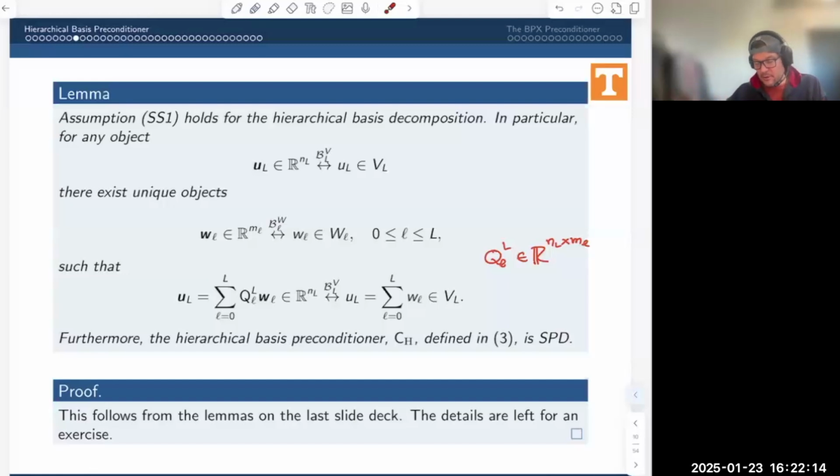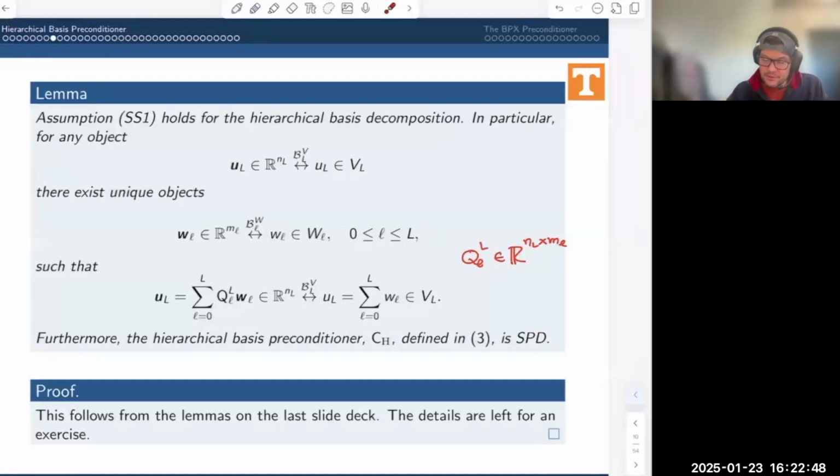The hierarchical basis is slightly different than the Lagrange nodal basis because it reuses and recycles basis elements from the coarse spaces. It's basically just that fact, a restatement of that. The fact that I can have this hierarchical basis decomposition gives me this fact, end of proof, end of story. I don't have to really do anything. And that of course guarantees that assumption SS1 holds.